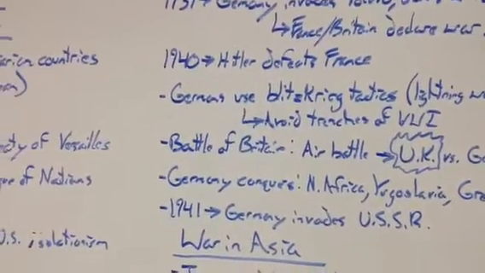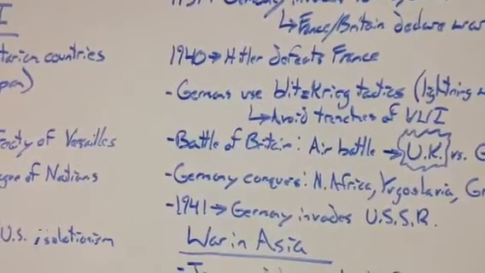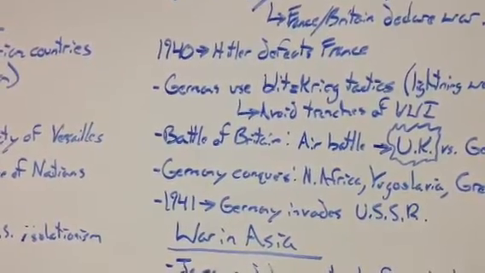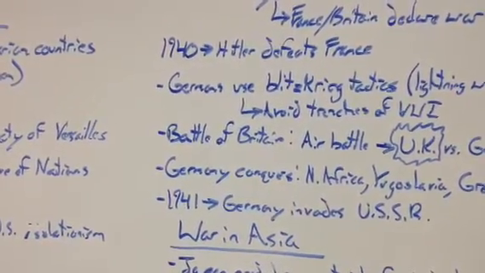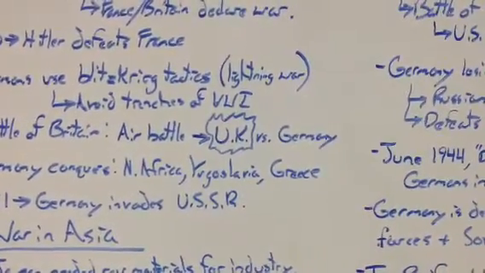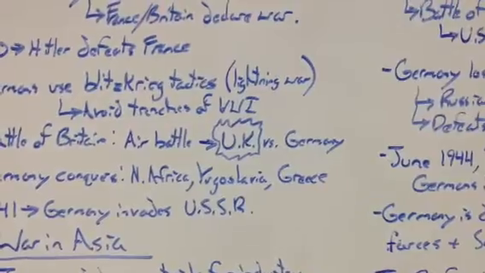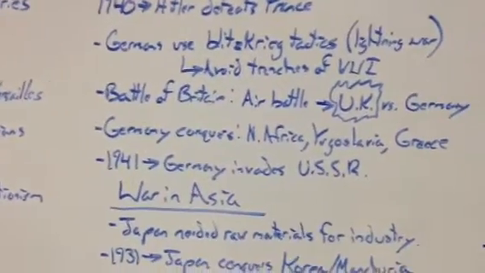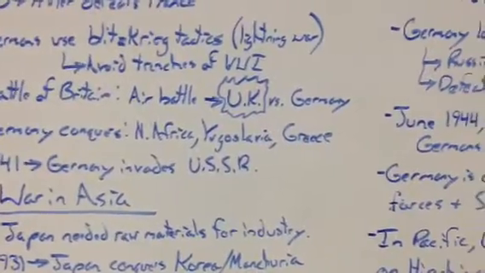Hitler next set his eyes on Britain, but he was worried about invading the island, worried that the Royal Navy was going to defeat the German Navy. And so he wanted to control the air, and that's what led to the Battle of Britain, which was a massive air battle fought between the United Kingdom and Germany, which the British are ultimately going to win, and Germany's going to turn their attention elsewhere, including they conquer North Africa, they conquer Yugoslavia, and they conquer Greece.